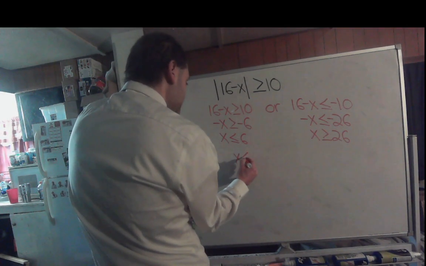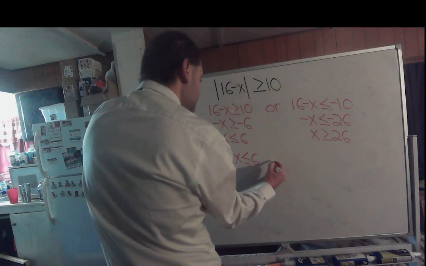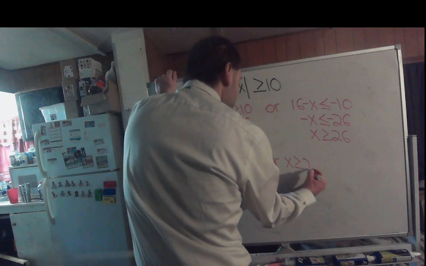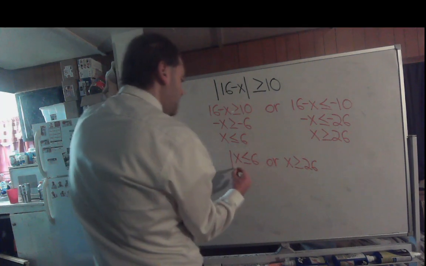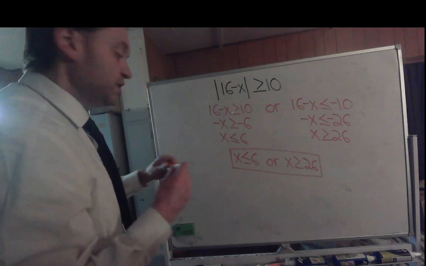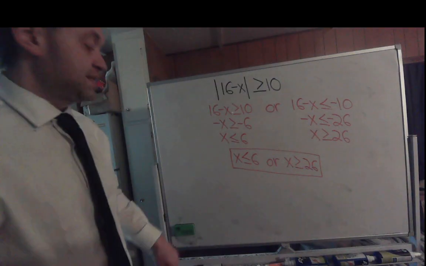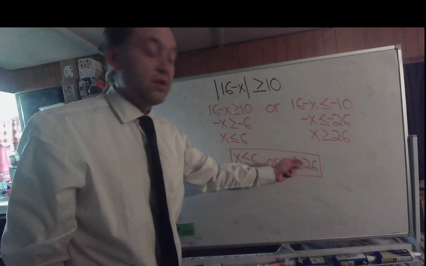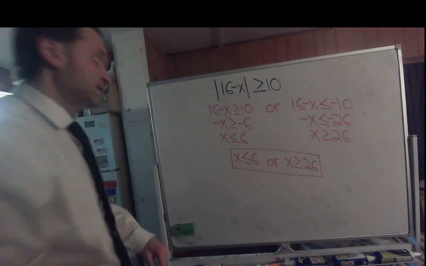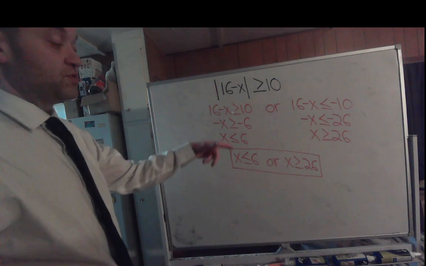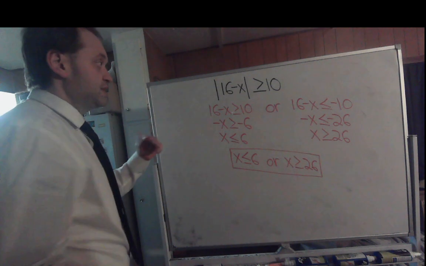So x is less than or equal to 6, or x is greater than or equal to 26. So you see you have two disjoint solution sets that don't overlap at all. x is either less than or equal to 6, or x is greater than or equal to 26. That would be the solutions. And if you put in any values in those ranges, you would get a true statement.